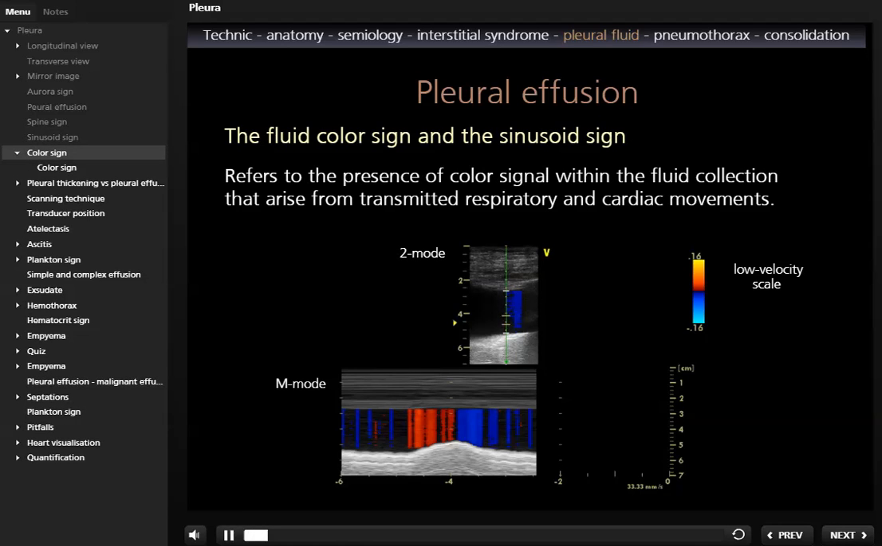The fluid color sign refers to the presence of color Doppler signal within the fluid collection that is generated by transmitted respiratory and cardiac movements. The fluid color sign is demonstrable in pleural effusions, but is absent in pleural thickening. Remember that to demonstrate this sign, the sensitivity of the Doppler should be set to a low velocity scale, typically 0.15 to 0.30 meters per second.